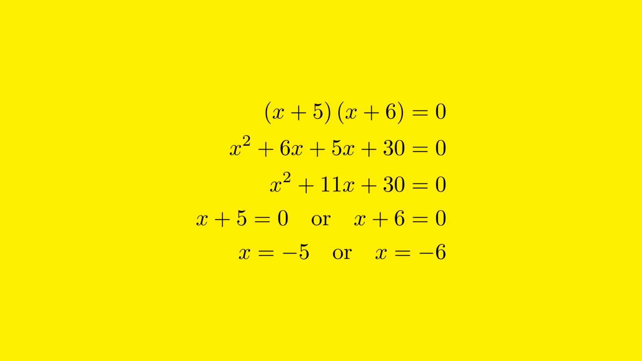Since the original quadratic equation equals 0, we set each binomial equal to 0. Thus, we have x plus 5 equals 0 or x plus 6 equals 0. Solving for x in each, we find x equals minus 5 or x equals minus 6. These are the solutions to the quadratic equation x squared plus 11x plus 30 equals 0. Hence, this completes the solution.